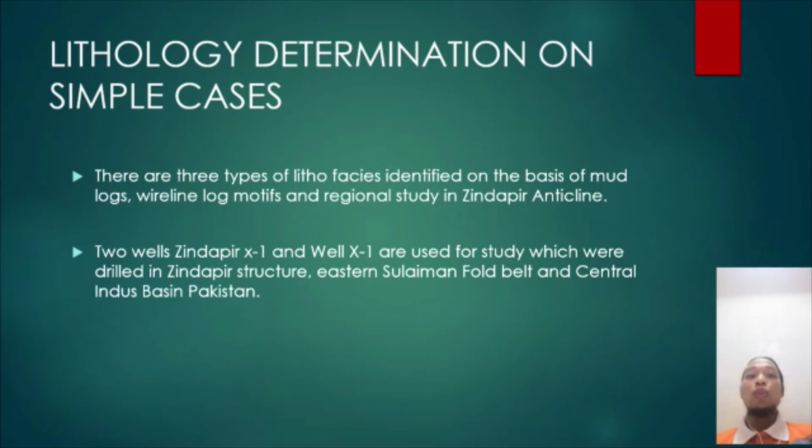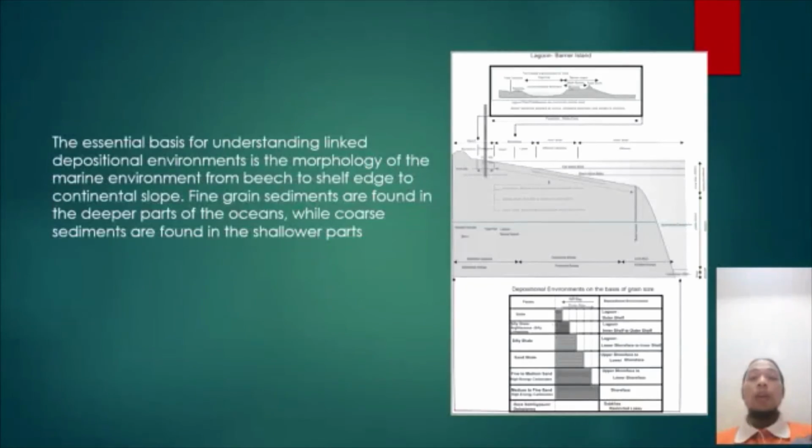There are two wells that we chose in our case study, Zindapir X1 and another well X1, that are used for the study, which were drilled in the Zindapir structure in the Sulaiman Foldbelt, Central Indus Basin, Pakistan. In the picture below, it shows the essential basis for understanding the depositional environment, the morphology of the marine environment from the beach to the shelf edge to a continental slope. The fine-grained sediments are found in the deeper parts of the ocean, while the coarse sediments are found in the shallow parts.